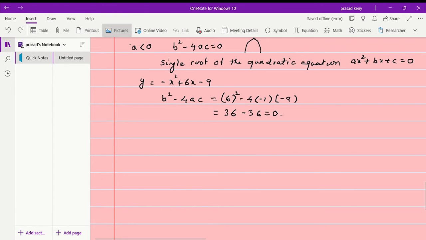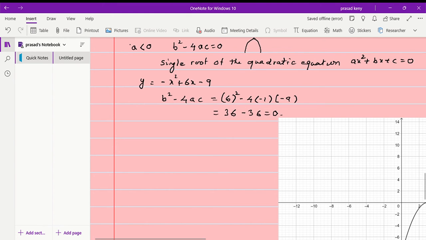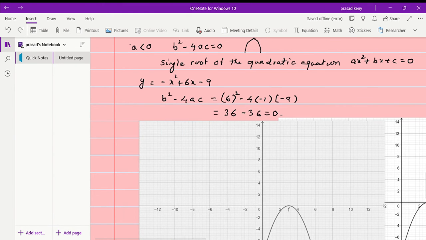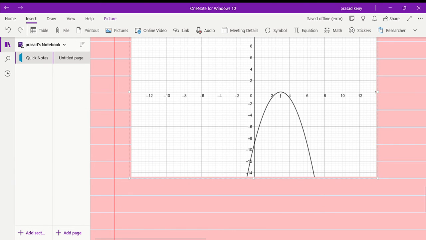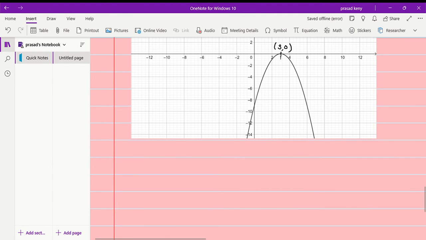So let us just see the graph of this. So as you can see here, the graph is opening downwards and there is a single root. So here (3, 0) is itself the turning point or the vertex because there is a single root. And as you can see, x-axis is tangent to the graph. So now let us go to the next case.